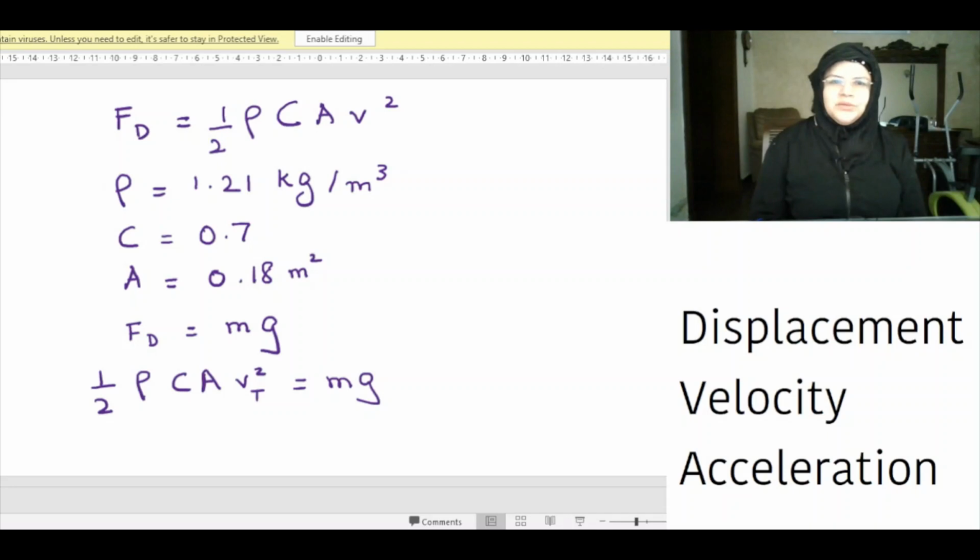Drag force is equal to half rho C A v squared. Rho is the density of air, C is the drag coefficient, A is the area, and v is the velocity.